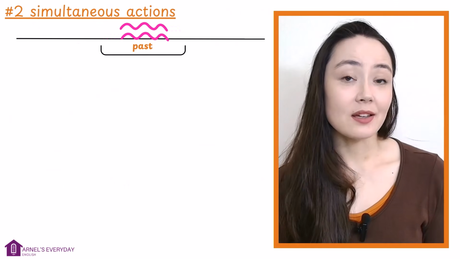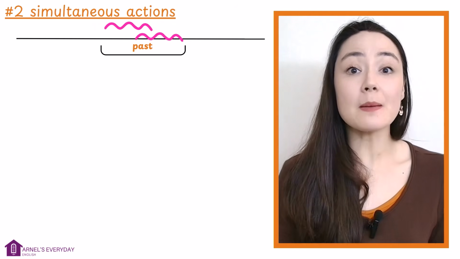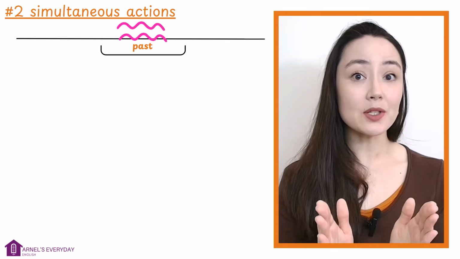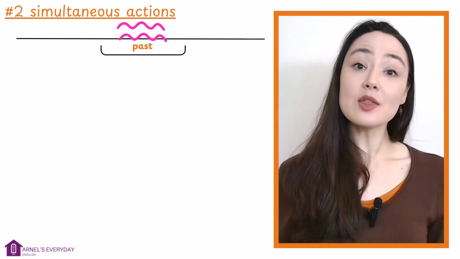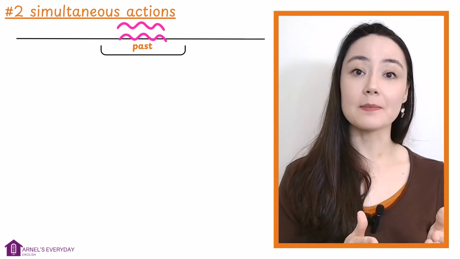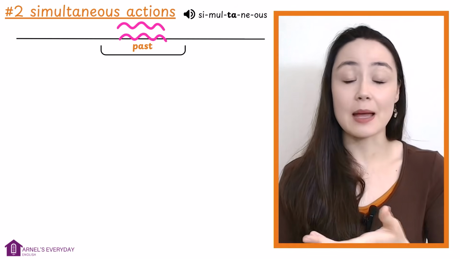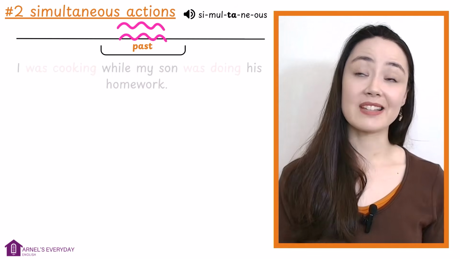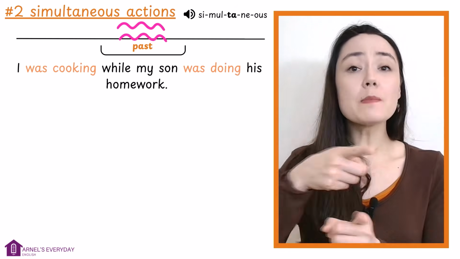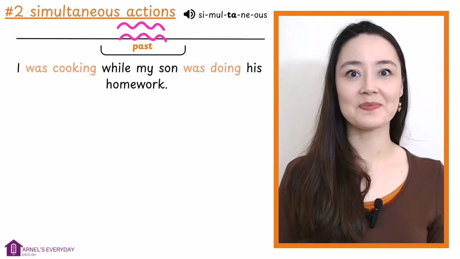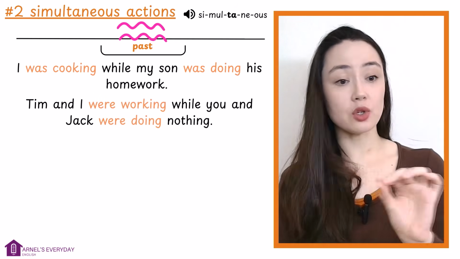Simultaneous actions. Yep, sometimes we can have multiple actions happening at the same time. In your grammar books, you might see the phrase simultaneous actions. This means at the same time. Simultaneous. I was cooking while my son was doing his homework. Simple. We were both doing this at the same time. Tim and I were working while you and Jack were doing nothing.